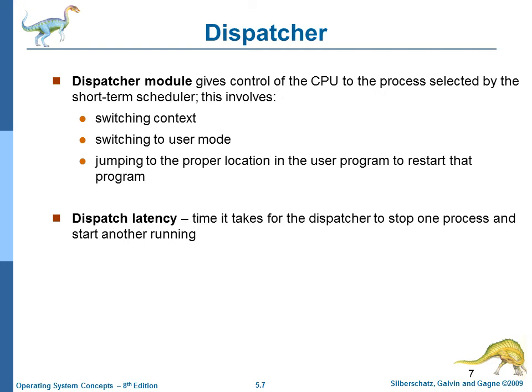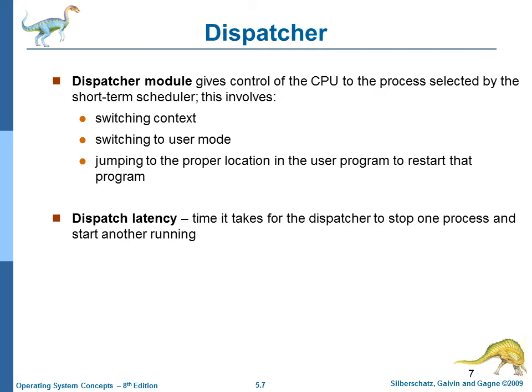The dispatcher is the module that gives control of the CPU to the process selected by the scheduler. This function involves switching context, switching to user mode, meaning switching from kernel mode into user mode, then jumping to the proper location in the newly loaded program in memory, in the RAM, to restart that program.